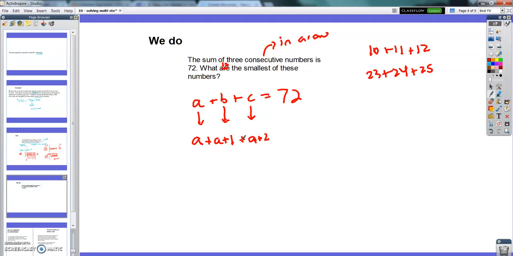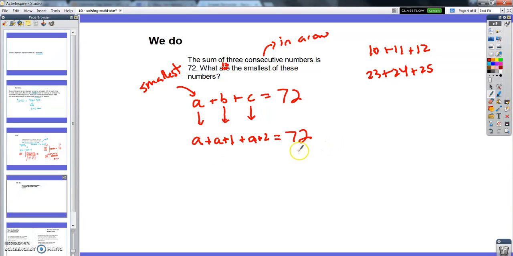So now I've got this equation where a plus 1 plus a plus 2 is equal to 72. And if I find out what a is, the smallest number, that'll give me my answer. So all I have to do is figure out what a is. It's kind of a complicated setup right now. It's a lot to solve.